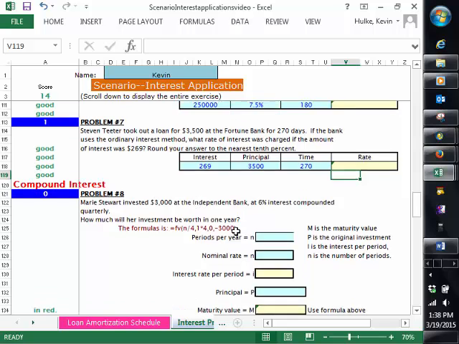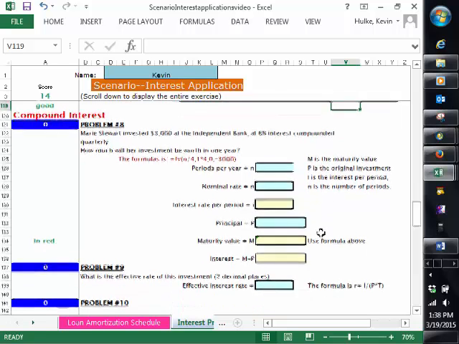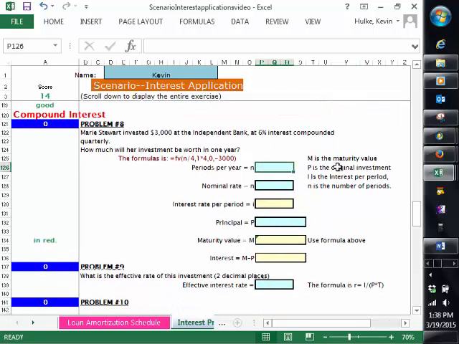Compound interest is a little bit different. M is maturity value, P is the original investment, I is the interest per period, and N is the number of periods. So, number of periods in a year, well, if it's quarterly, there are going to be 4 in a year. The nominal interest rate is 6%, but since one fourth of it is each quarter, we have to divide that by 4 to get 1.5%.